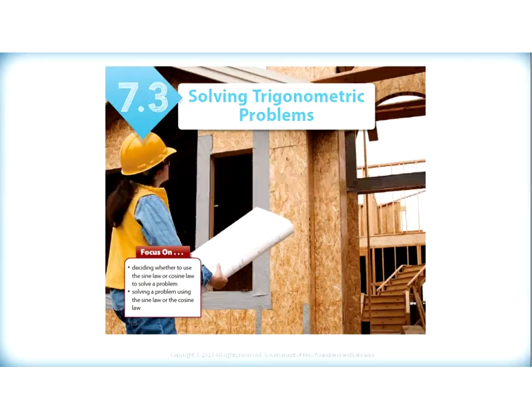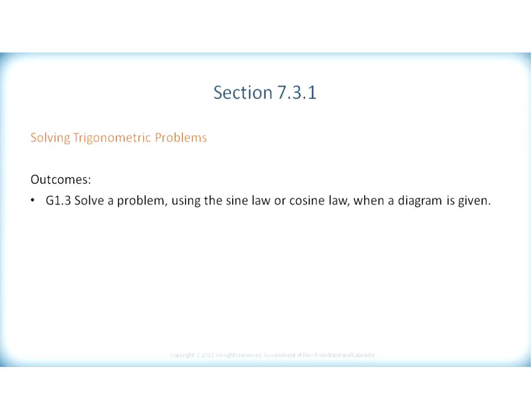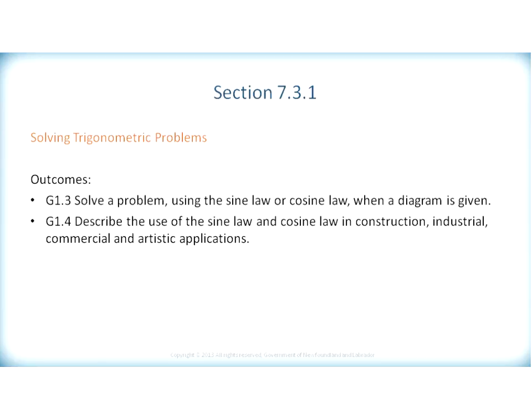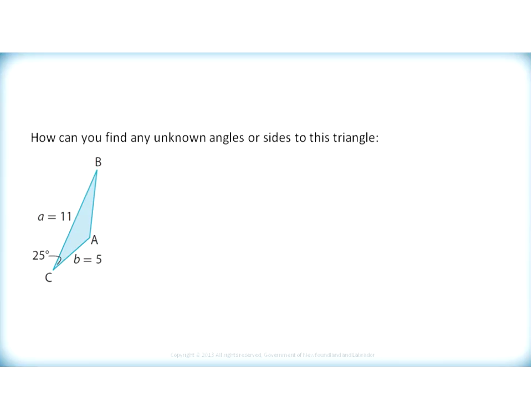So when solving trigonometric problems, we're going to decide whether to use sine law or cosine law. And we're going to solve the problem using cosine law or sine law. The outcomes we're going to cover are: solve a problem using the sine law or cosine law when a diagram is given, and describe the use of the sine law and cosine law in construction, industrial, commercial, and artistic applications.